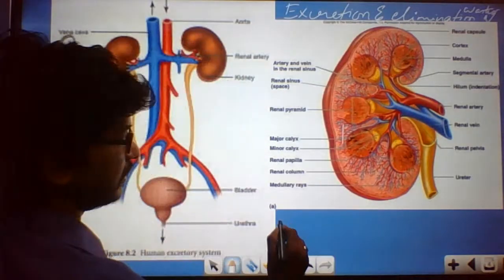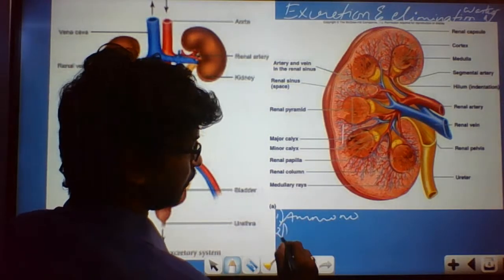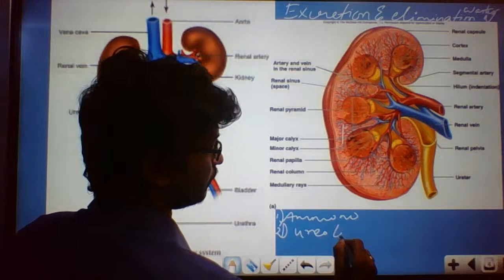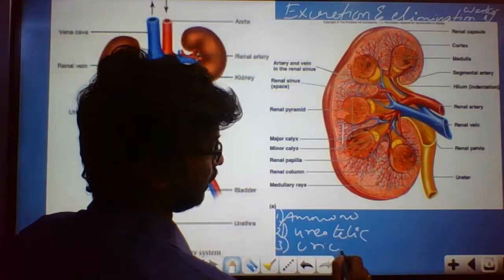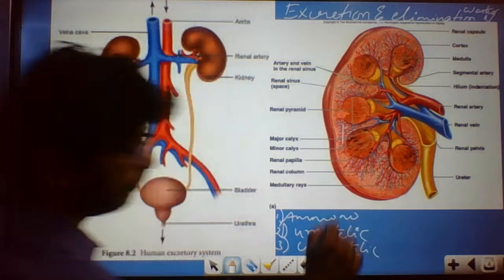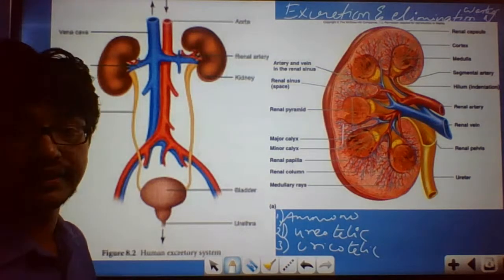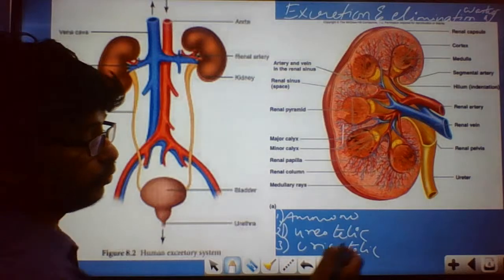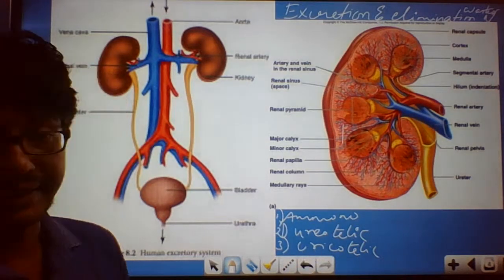When you talk about the types of excretion, we have ammonotelic, then ureotelic, then uricotelic. Note this down. Ammonotelic is excretion of ammonia. Ureotelic is excretion of urea, and uricotelic is excretion of uric acid.